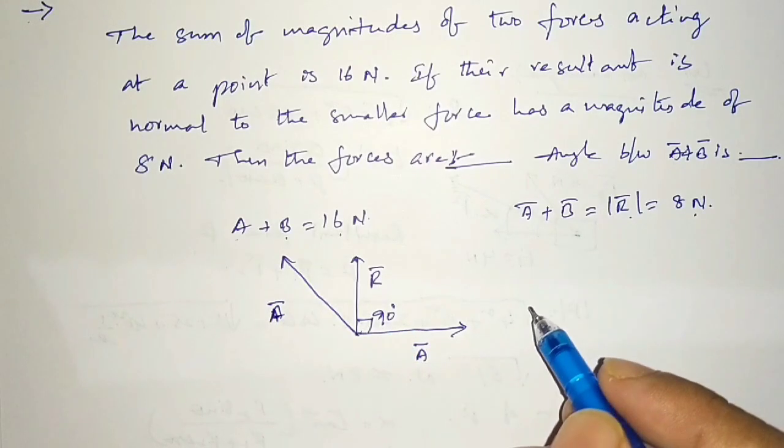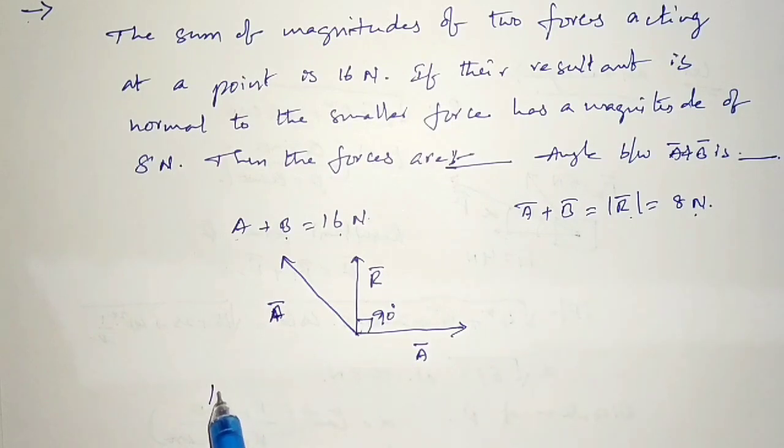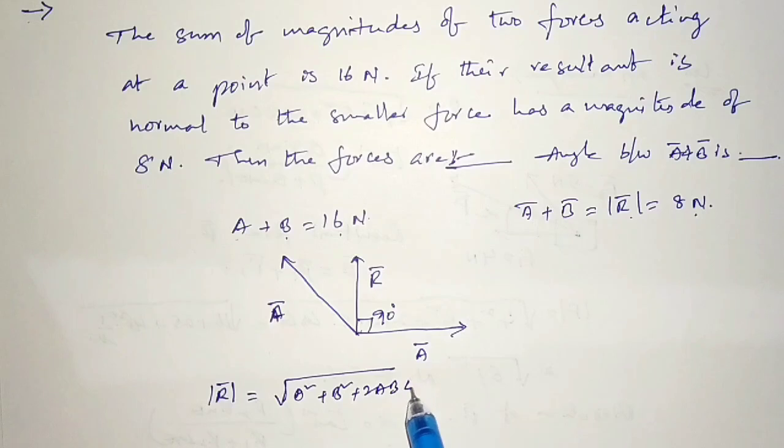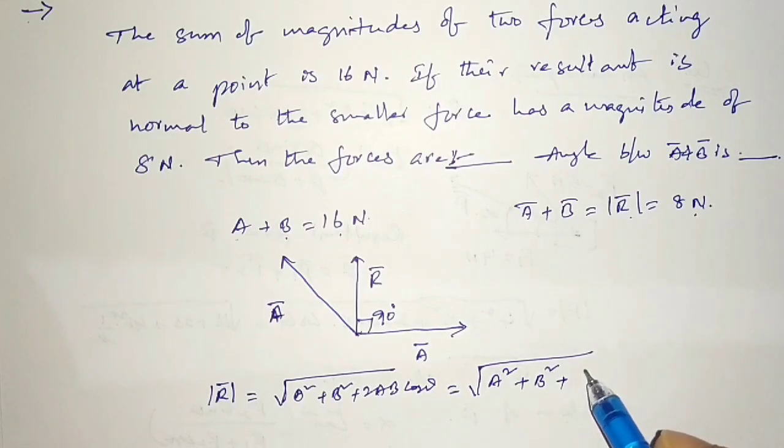Now see here, I want to calculate this one. Now what is the formula? Magnitude of resultant vector is equal to root over a square plus b square plus 2ab cos theta. So that is root over a square, let us take a square plus b square, that also we don't know, plus 2ab cos theta.